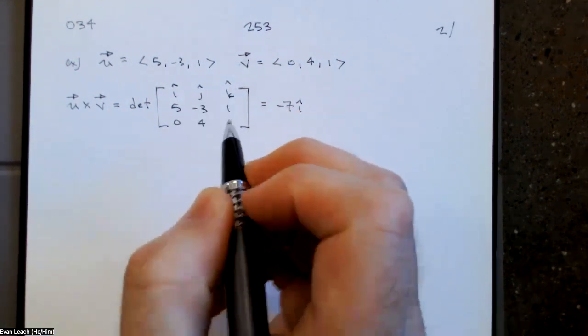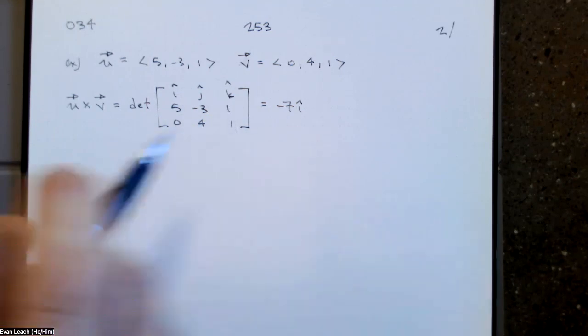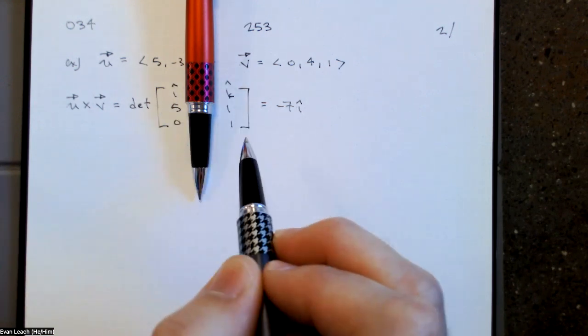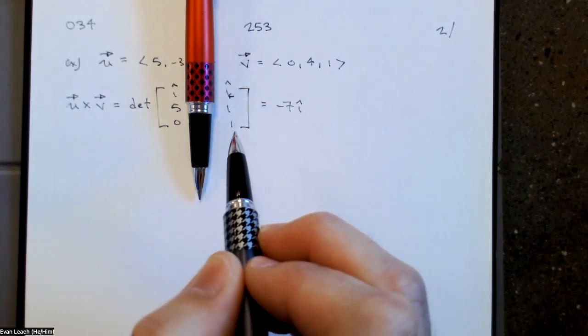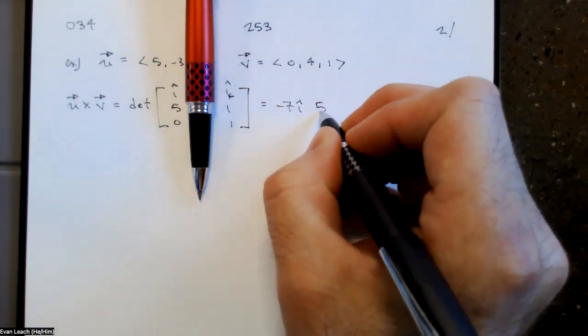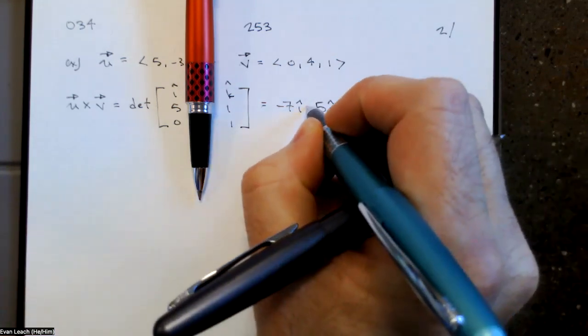So for the j column, my cofactor is going to be 5, 1, 0, 1. So I'm taking out the second column. So I need the determinant of 5, 1, 0, 1. So 5 times 1 minus 1 times 0 is a 5. But since I'm doing cofactor expansion, I know I have to change the sign, so it's going to be a -5.